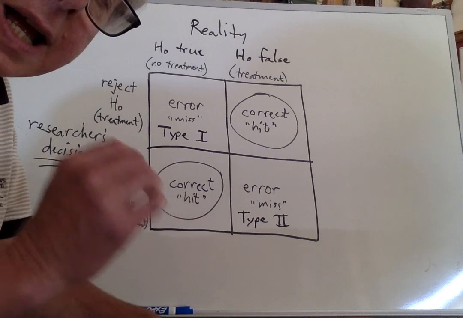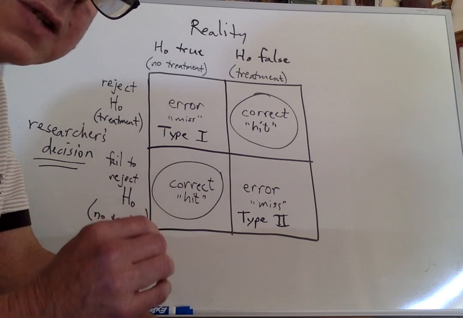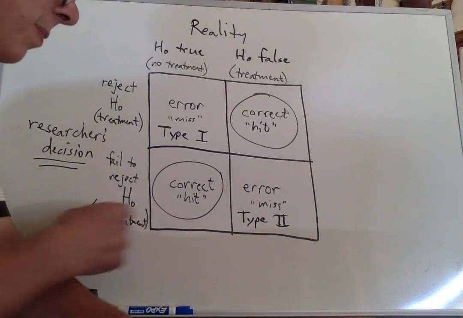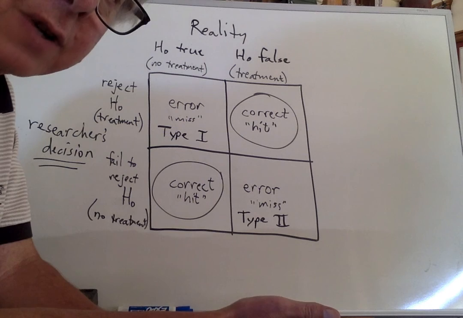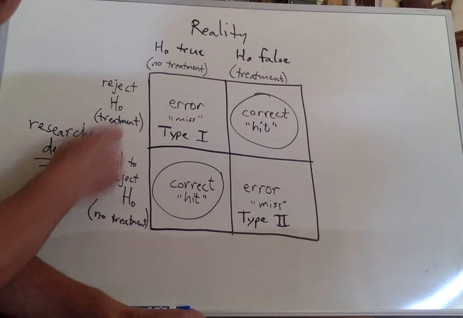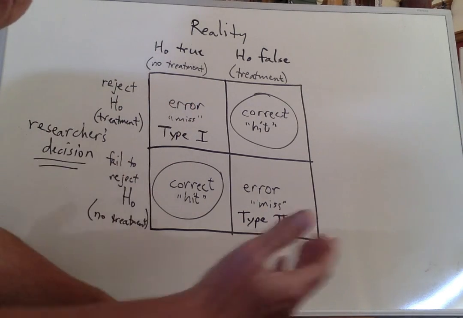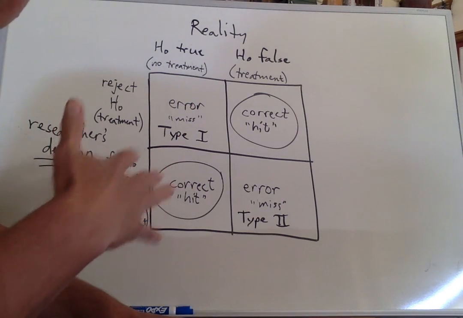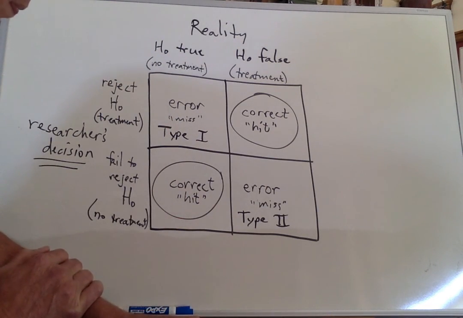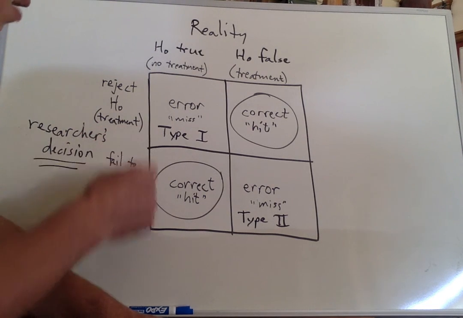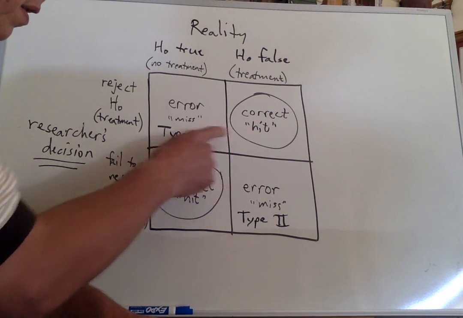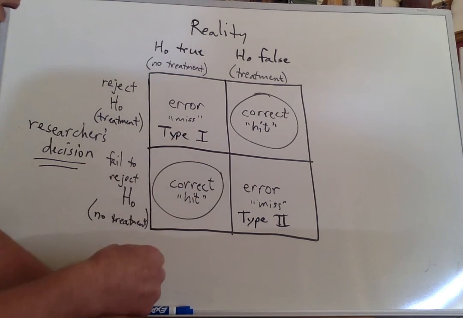The reason that that's not as serious of an error is because in science we feel that it will be discovered. Right. I'm saying there's no treatment. There really is a treatment. Eventually it'll be discovered. This error, you're claiming there's a treatment, so then people are going to believe that and base more research on that. So it really makes a house of cards that falls down when we finally realize there's no treatment. So this is considered the worst of the two errors. Here's where we want to be. Here's where we want to be. This is the worst error. Okay.